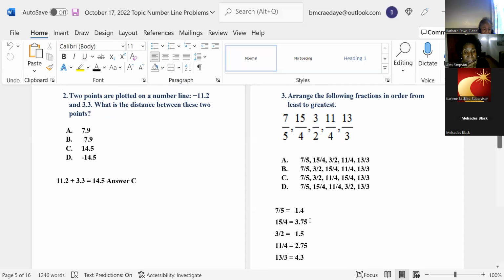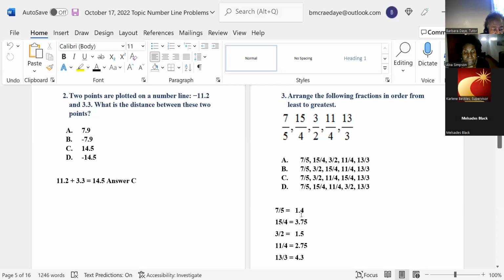Divide it out, get it into fractions, and then you can easily see, because I put these all together now, all the ones are going to be the smallest, right? The 1.4 and the 1.5. But the 1.4 is the 7 over 5. And the 1.5 is just 3 over 2.